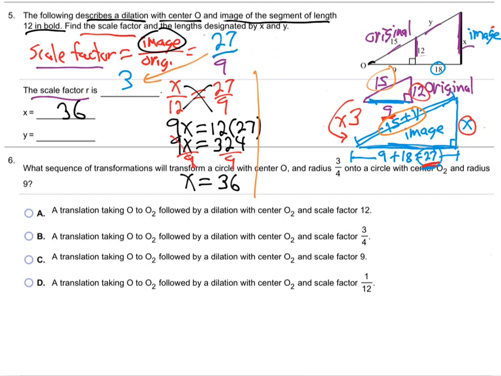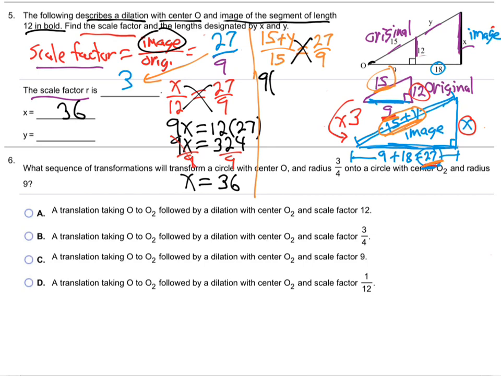I'll move this out of the way and come up here. 15 plus y, the top up here, over 15. It's the image over the original, equals 27 over 9. Okay, so there we go. We can solve that equation for y, diagonal, diagonal.